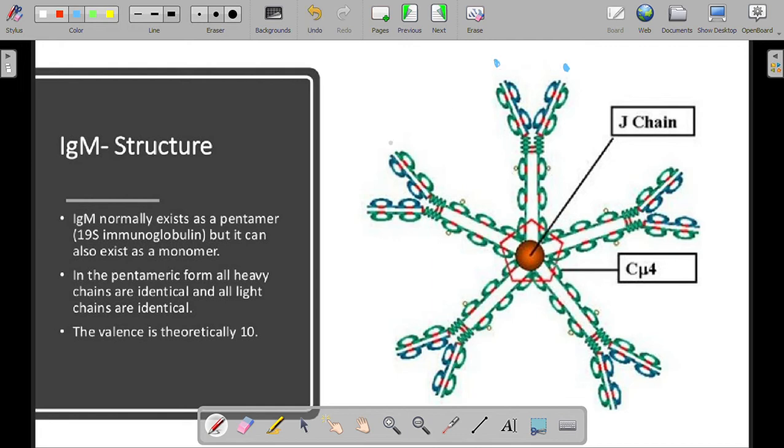So 1, 2, 3, 4, 5, 6, 7, 8, 9 and 10 antigens it can interact with. This region is called FAB, and this region is called the FC region.